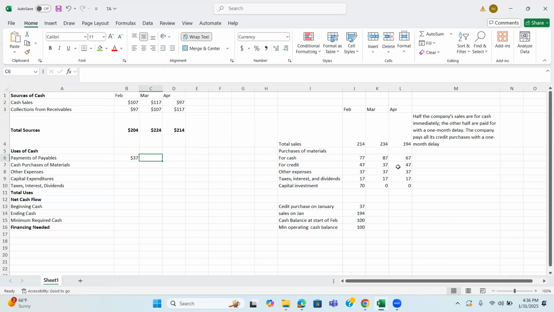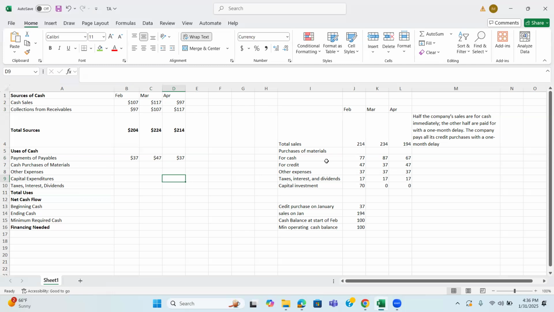For March, we can go back to February. In February, we purchased on credit 47, so here it should be 47. And for the month of April, we need to look at the March credit balance, which is 37. Okay, you get the idea? For the payments of payables, we already bought on credit, but now we are adjusting it as an expense for this month.